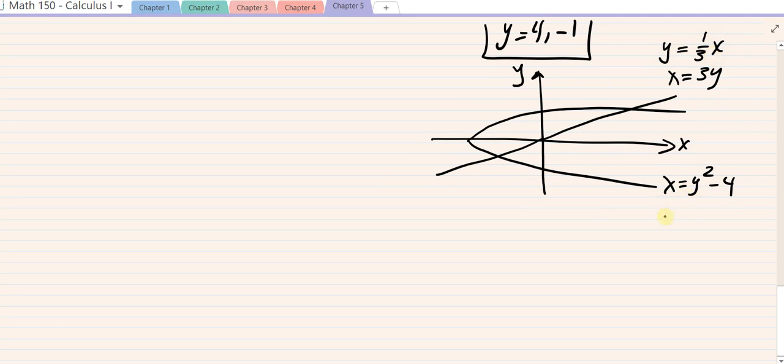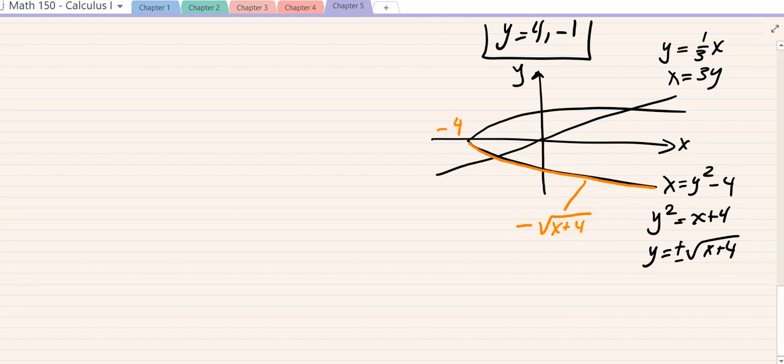And y squared minus 4, we need to solve that. So y squared is equal to x plus 4. Take the square root of it, you get plus or minus the square root of x plus 4. The portion that lies below the x-axis, because y is negative, is going to be negative square root of x plus 4. And the branch of the parabola that sits above the x-axis is going to be the square root of x plus 4. So that's what that is.